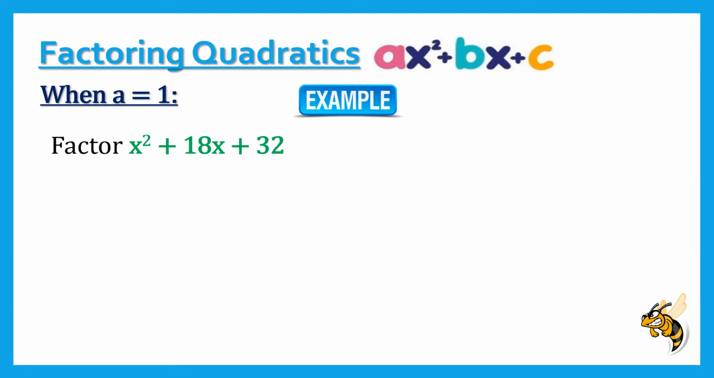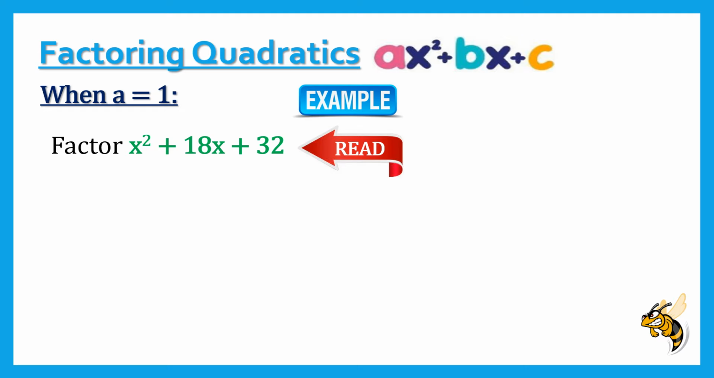Example: factor x squared plus 18x plus 32. This is one of the few situations where we read backwards, so it basically gives itself away. It's asking you, tell me two numbers that multiply to give me 32, but when I add them, I get 18. You notice I didn't care about the sign on the 18. So let's repeat that. Two numbers that multiply to give you 32, but when you add them, you get 18.